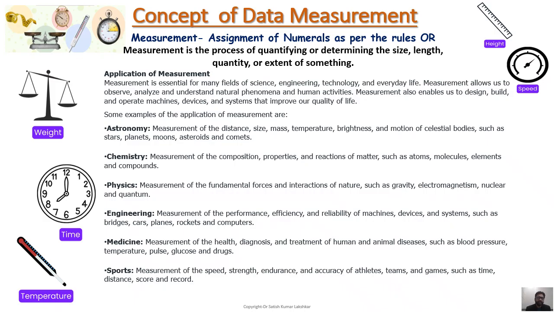There are various applications of measurement. It is widely applied in astronomy, to measure distance, size, mass, temperature, brightness, and the motion of celestial bodies such as stars, planets, moons, asteroids, comets. Even when we talk about physical science like chemistry, the measurement of composition, properties, and the reaction of matter such as atoms, molecules, elements, and compounds is widely used.